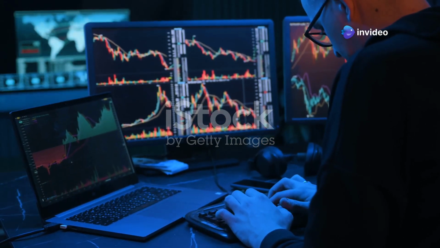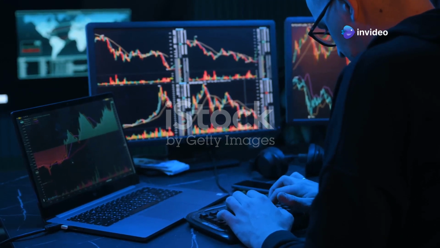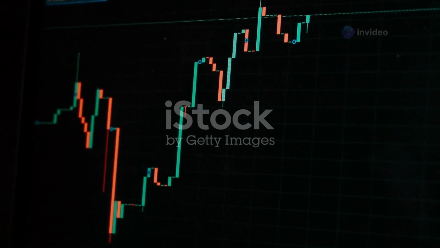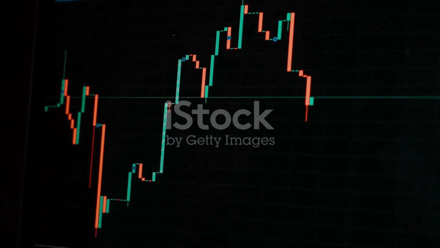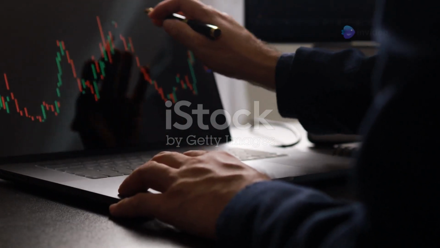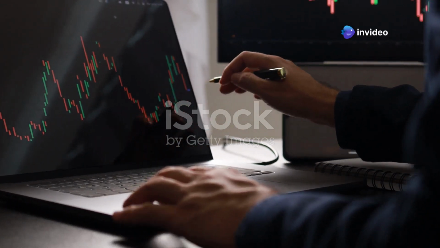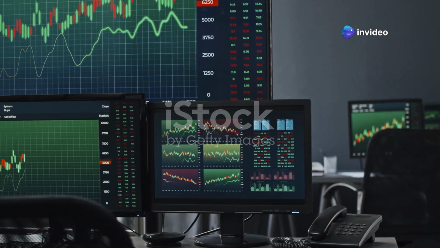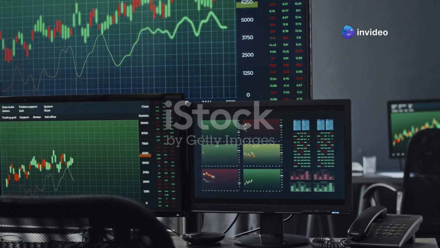Technical analysis is a method used to predict future price movements in a market. It looks at historical price and volume data to identify patterns and trends. Traders use technical analysis to make informed decisions about buying or selling assets. It is based on the idea that market prices reflect all available information.